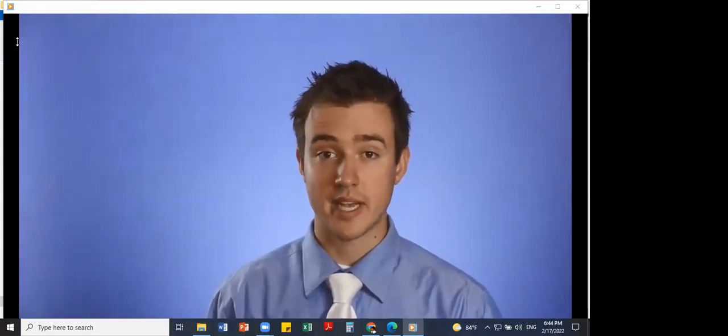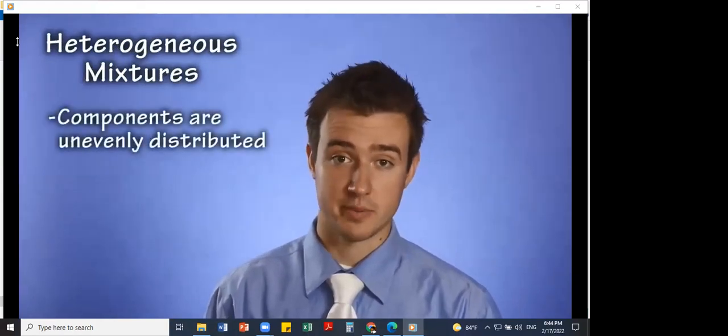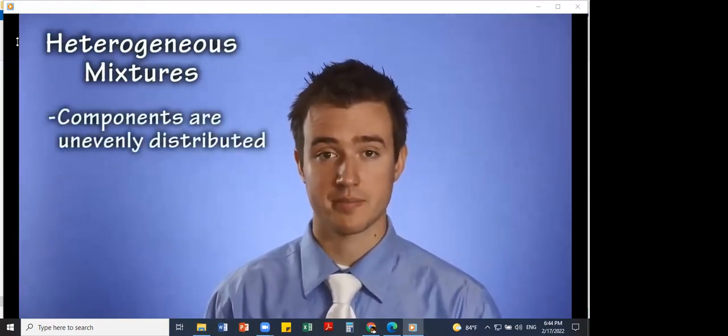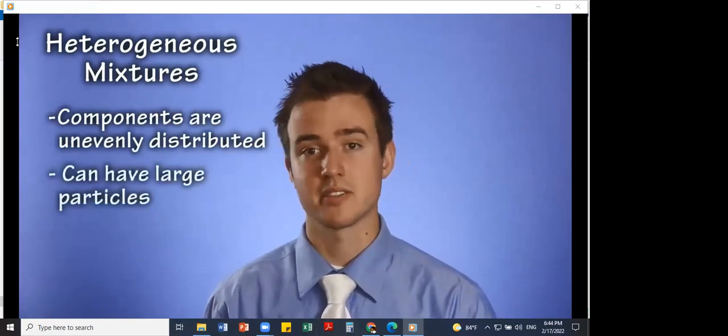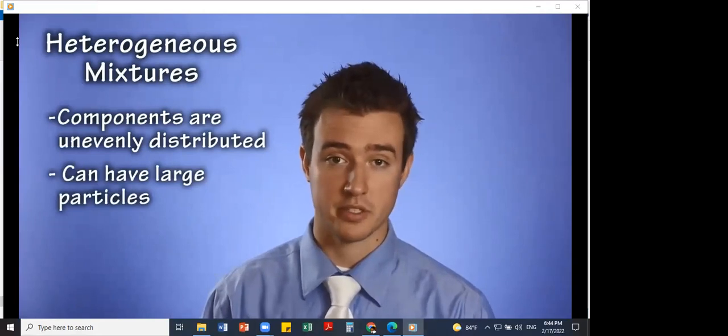Mixtures like oil and water, cereal and milk, and salads are called heterogeneous mixtures. The components in heterogeneous mixtures are unevenly distributed. Components may be as large as lettuce leaves in a salad, or as small as water molecules in an oil and water mixture.